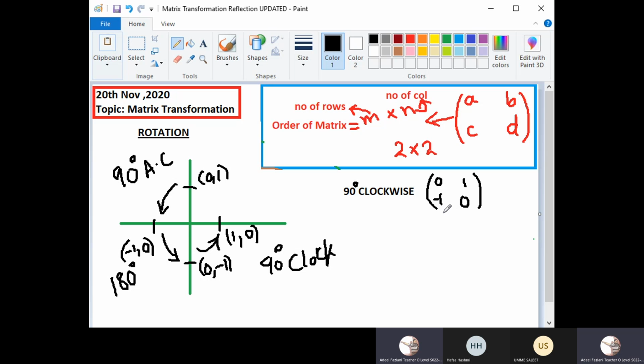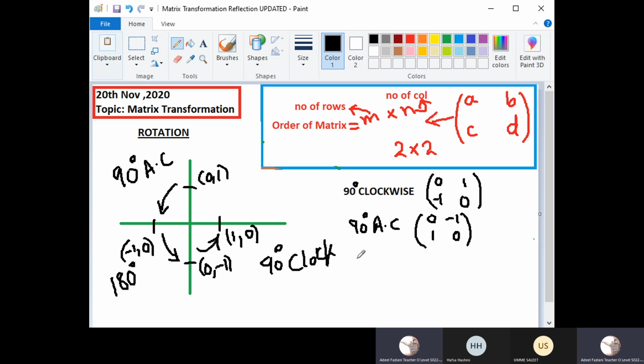Okay, what about next? Tell me 90 degree anti-clockwise. 90 degree anti-clockwise. Yes, Umesh Salih, this time, can you tell me? 0, 1 and minus 1, 0. When it comes to the anti-clockwise, it is going to be 0, 1 and minus 1, 0. Minus 1 and 0. All right.